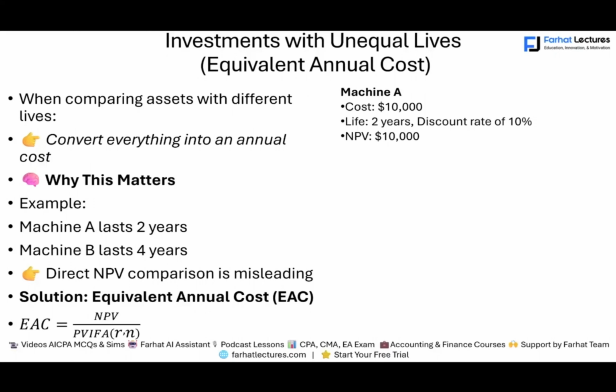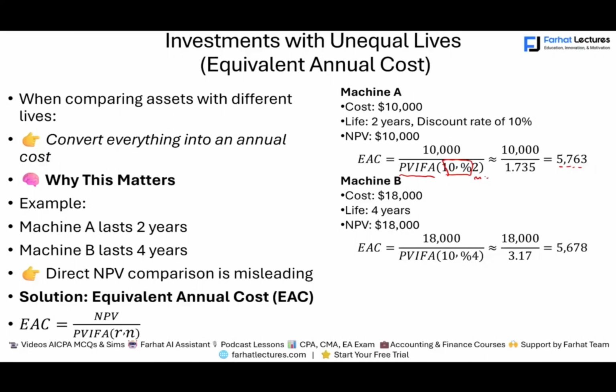What we do now is take the NPV, which is 10,000, divided by the present value annuity factor, I equal to 10% or R equal to 10%, N equal to 2 periods, it's 1.735. Once again, depending on how much you round, the equivalent annual cost is 5,763. We'll do the same thing for the other machine, machine B, 18,000 the cost, life is 4 years, NPV is 18,000. When we compute this, we find out that the equivalent annual cost is 5,678.